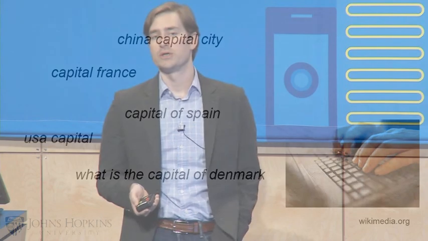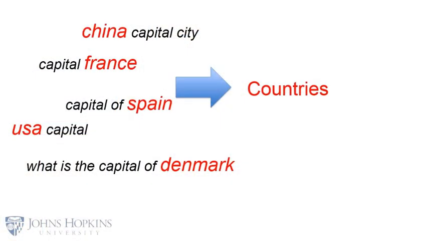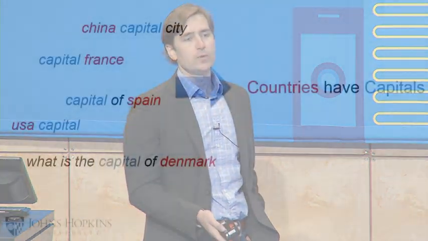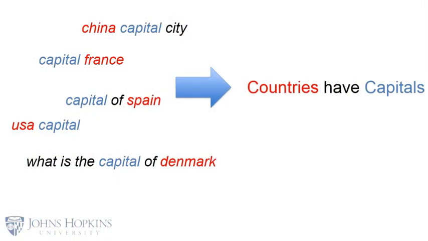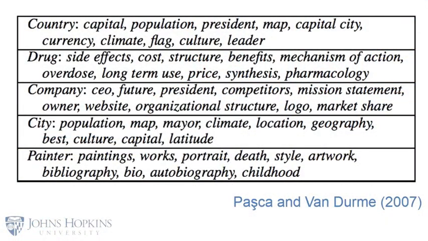search engines like Bing or Google, where if we can recognize that China, France, Spain, USA, and Denmark are all instances of a general class country, and we see that it seems like people keep asking the same sort of basic question about these instances of the overall class, then we can learn that, well, maybe it's the case that generally a country may have a capital. And there's all sorts of properties that you can learn in this way.